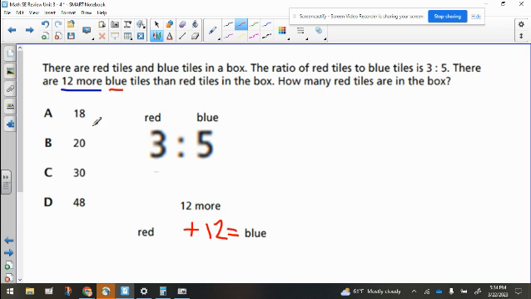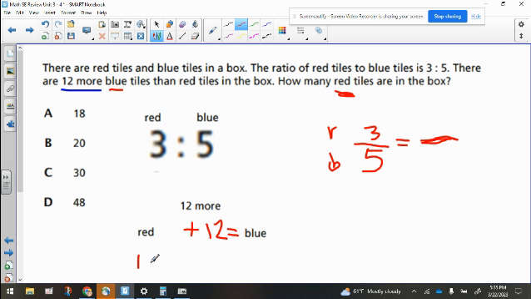Now, my suggestion is to take each answer choice and substitute it in, because they're asking how many red tiles, so these are all supposed to represent the number of red tiles. We're going to add 12 to that number, get a blue number, and see if it's equivalent to this 3 to 5 ratio. Since most people are more comfortable with the ratio written in this format, I think we should rewrite it over here, 3 to 5. That's a red to blue ratio, and we'll see if the other ratios we come up with are in fact equivalent to that. So let's try choice A.